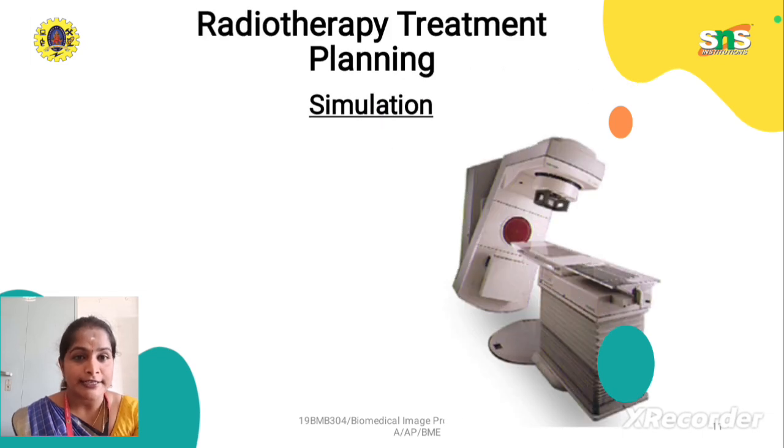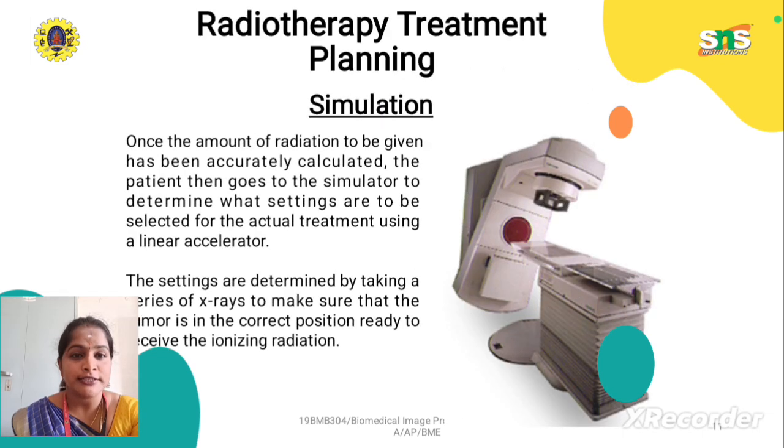See, our next phase is simulation. In the simulation part, once the amount of radiation to be given has been accurately calculated, the patient then goes to the simulator to determine what settings are to be selected for the actual treatment using a linear accelerator. Here the settings are determined by taking a series of X-rays to make sure that the tumor is in the correct position, ready to receive the ionizing radiation.